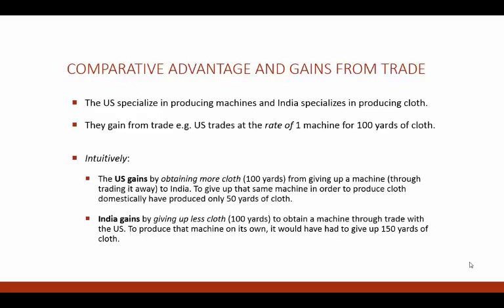Then it is intuitive to see why they both gain from trade. The US gains 100 yards of cloth for every machine it produces and trades away. Under autarky, on the other hand, the US would have only been able to manage 50 yards of cloth by giving up a machine in production. India, on the other hand, gains as well. In India, it only has to give up 100 yards of cloth to purchase a machine from the US. Under autarky, to produce that machine, India would have had to give up 150 yards of cloth.